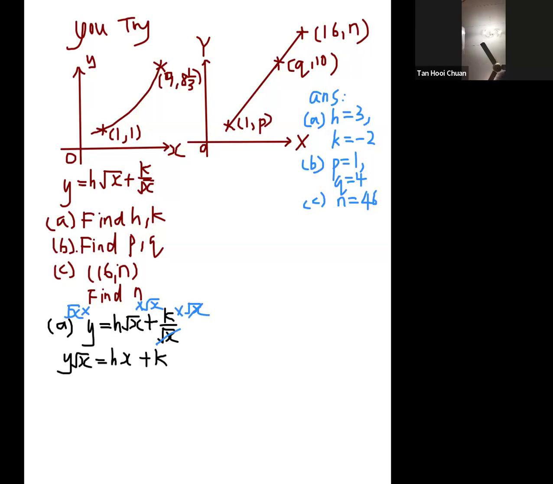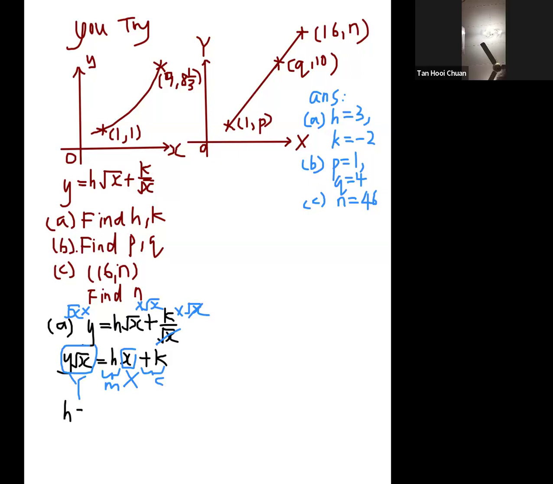Okay. So it seems that this is grade y. This is grade x. This is your m. There is your c. Okay, how to find h and k? Very simple. I just sub inside, then can get already.